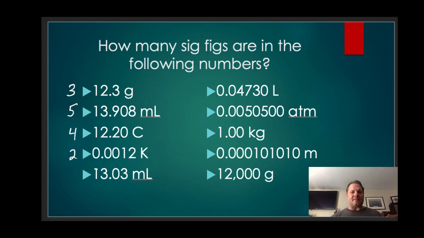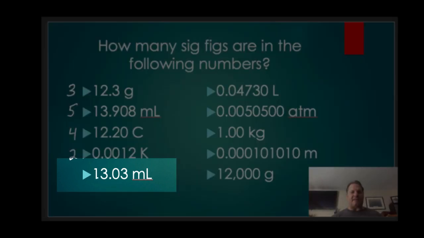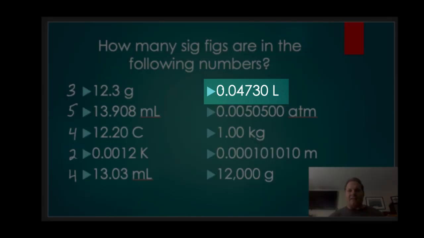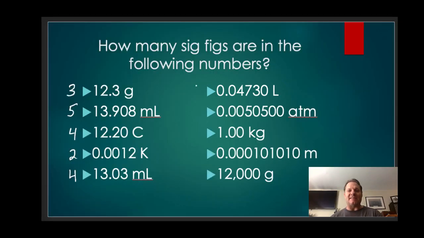All right, 13.03 milliliters. That is 4 significant figures. So all the numbers there are significant. All right, 4730. So kind of work your way from left to right until you hit something that's not a 0. Then you start counting. So I've got 1, 2, 3, 4 significant figures here. The 0 to the right is significant. There are 4 sig figs in there.